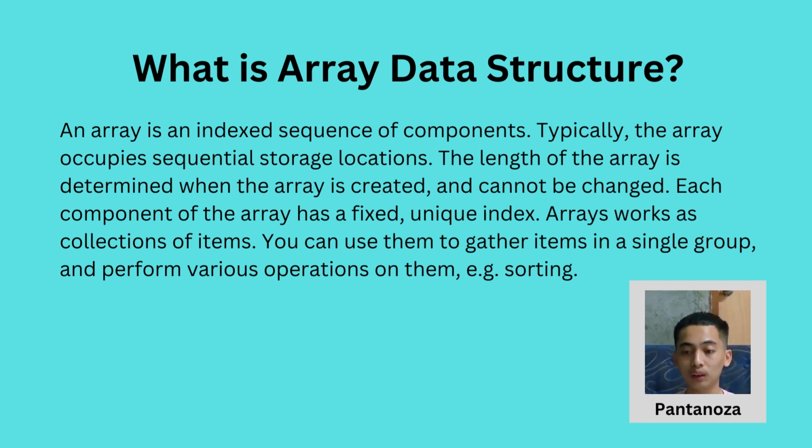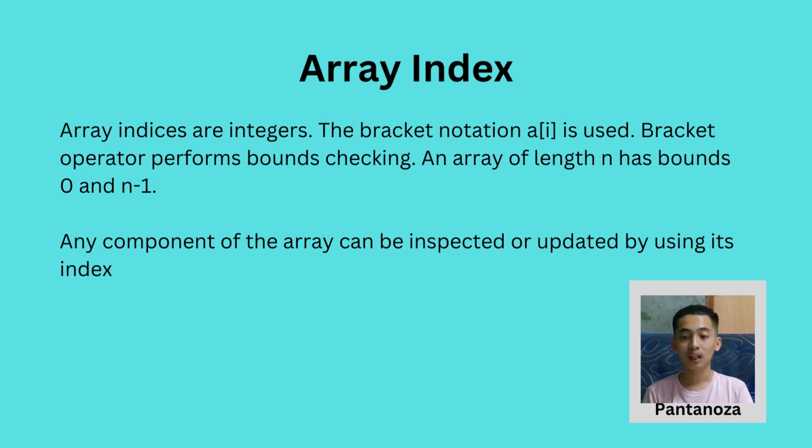An array works as a collection of items. You can use them to gather items in a single group and perform various operations on them. Array index. Array indices are integers. The bracket notation a[i] uses the bracket operator, which performs bounds checking. An array of length n has bounds of 0 and n minus 1. Any component of an array can be inspected or updated by using its index.